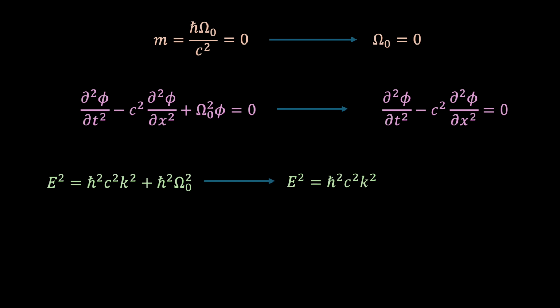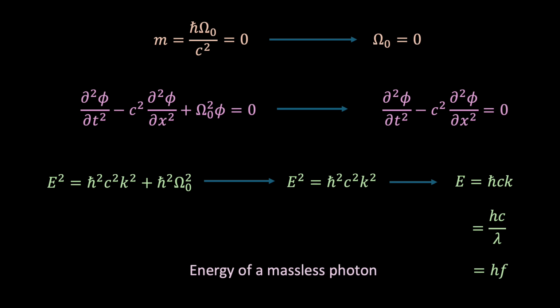Furthermore, we see that if omega naught is 0, then the energy equation resulting from the dispersion relation simplifies, and after a bit of rearranging and simplifying, we end up with the famous result E equals hf, which, as you know, is the energy of a massless photon, which Einstein famously used to explain the photoelectric effect. And because there is no lower limit on the frequency of this type of field, a photon can have any arbitrarily small amount of energy.